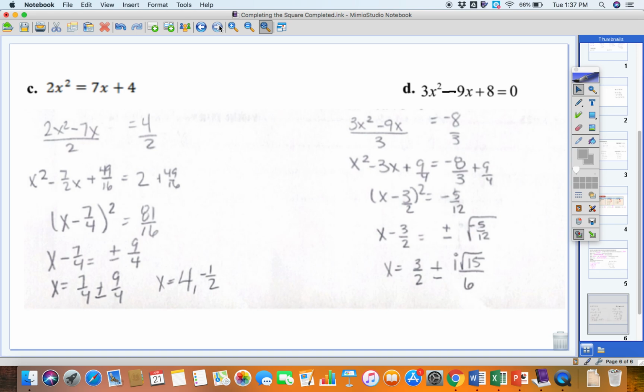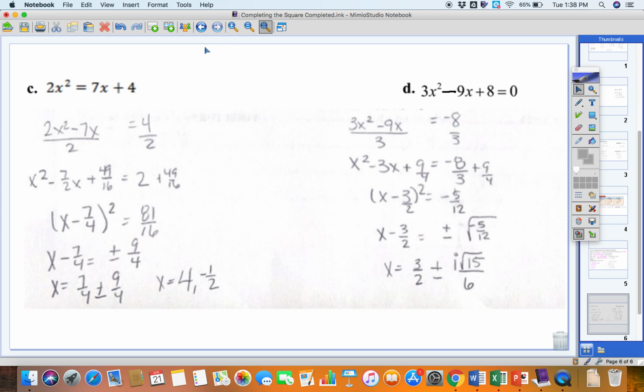So in C, we have 2x squared minus 7x divided by 2 equals 4 divided by 2. Well, 2x squared divided by 2 is x squared. 7 divided by 2 doesn't come out to a whole number, so we just leave it 7 over 2. And then 4 divided by 2 is 2. Then we have to complete the square. We still take our b value, which is 7 over 2, and divide it by 2, which gives us 7 over 4. And then we square that and get 49/16.